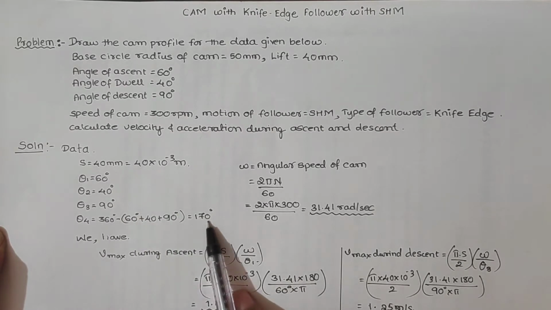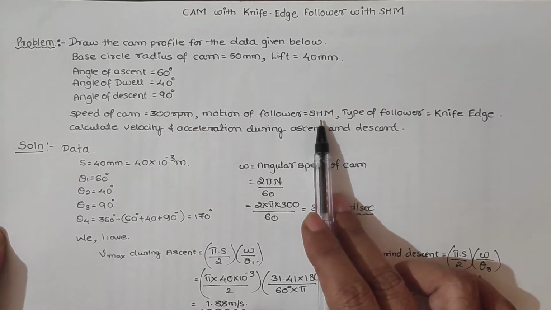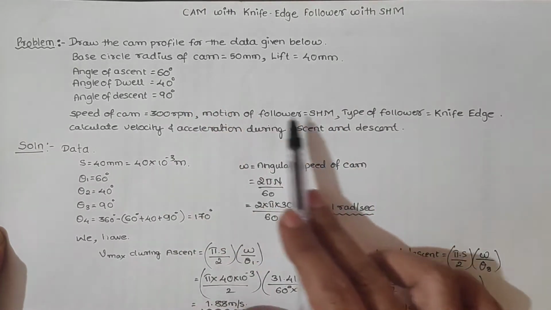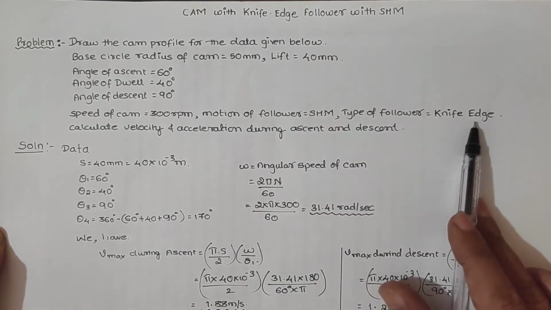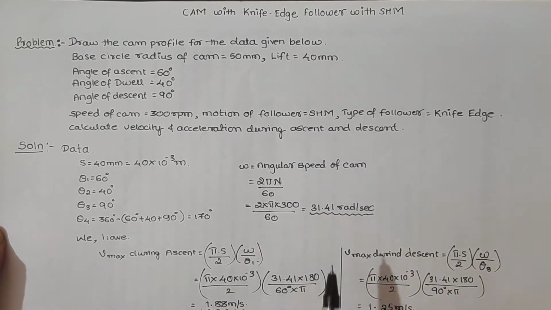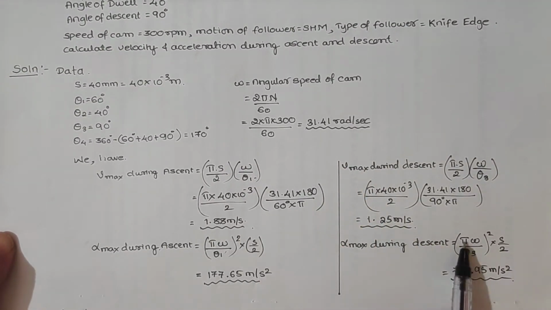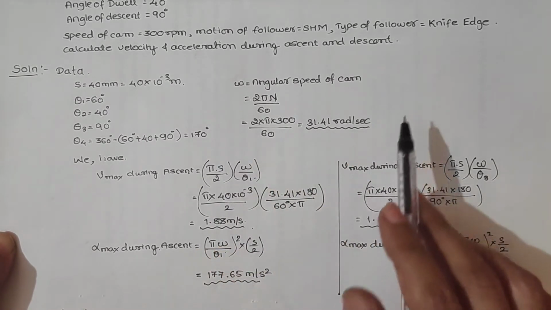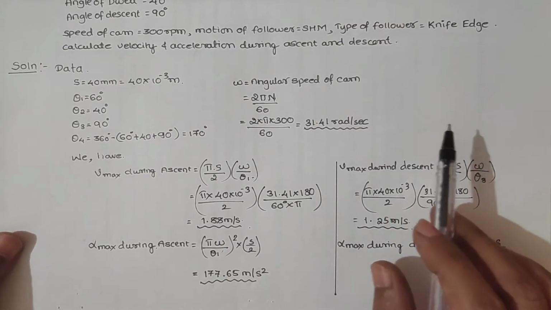that is 170 degree. And it was given that the motion of the follower is in SHM, means during ascent and during descent the follower is SHM. The type of the follower is knife edge. So related to that one calculation we have already done, we have got these values. Now we have to do the displacement diagram as well as we have to do the cam profile. Let's begin our problem.